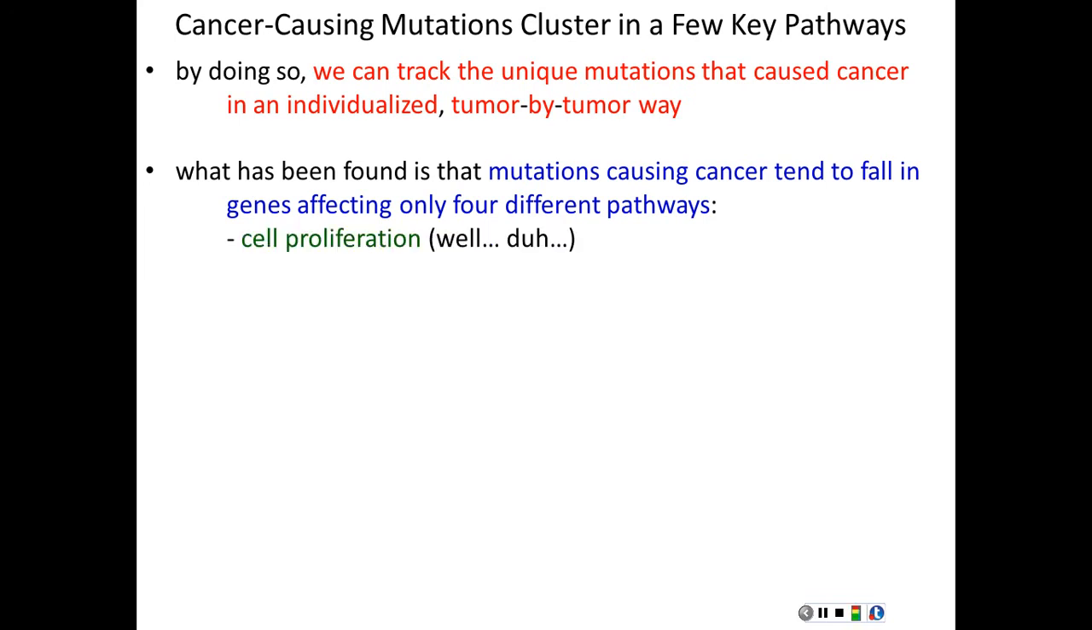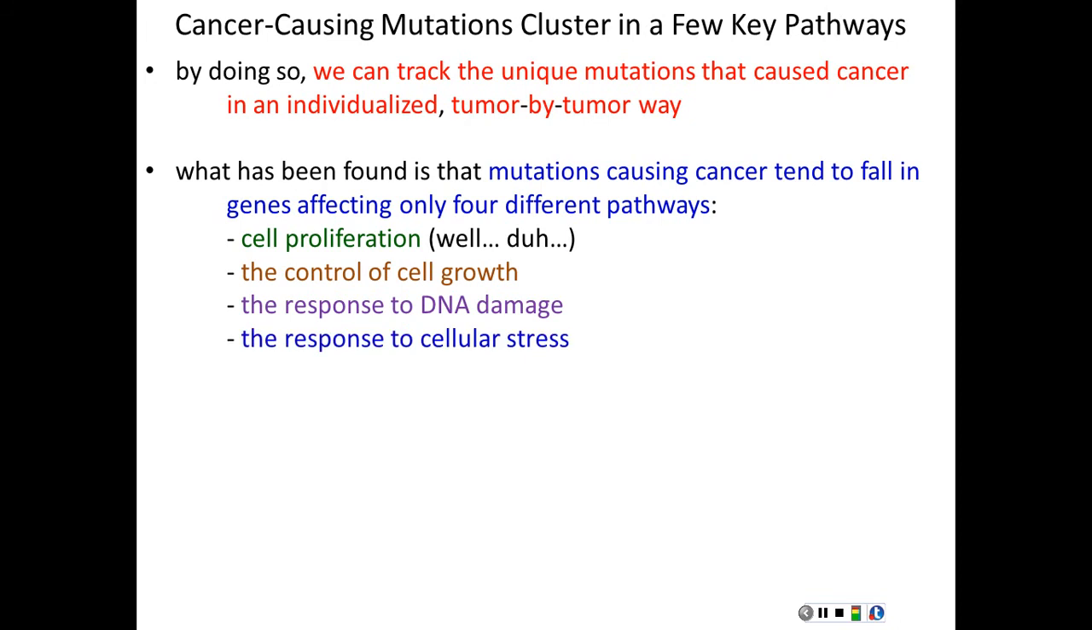One of those pathways is the cell proliferation pathway. Well, that was no surprise. Of course the cell proliferation pathway is going to be affected. It is the very defining characteristic of cancer. The control of cell growth is also affected, the response to DNA damage, and the response to cellular stress.